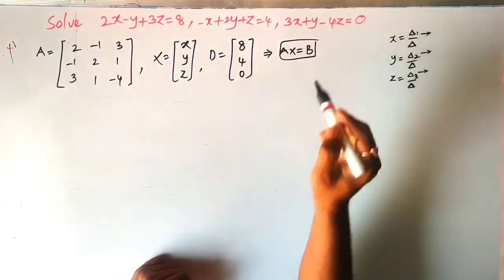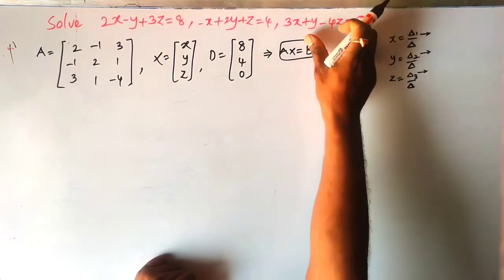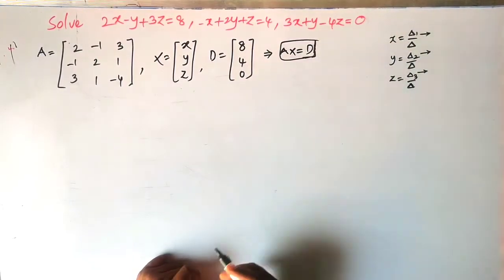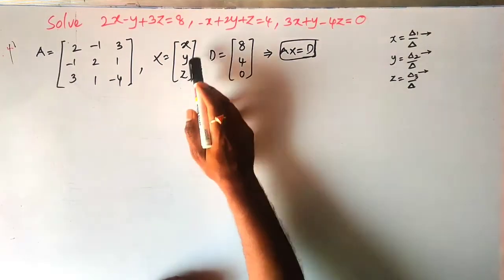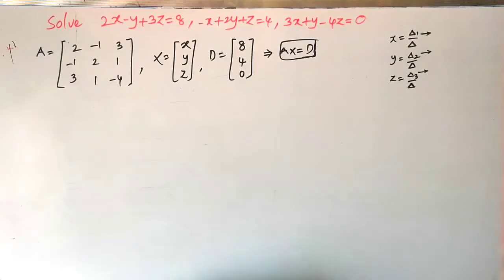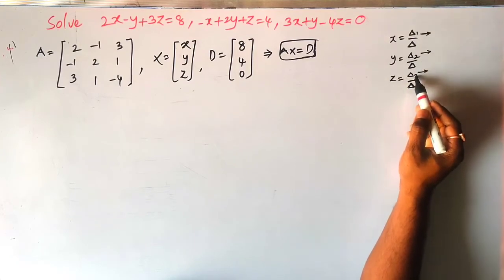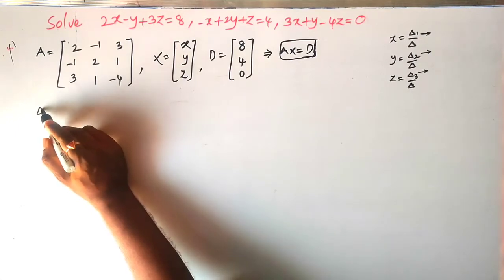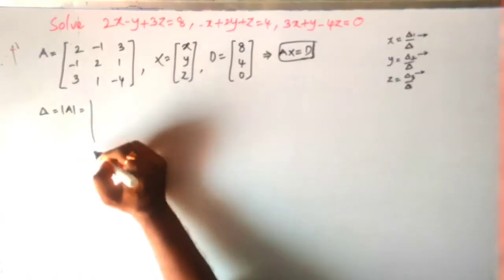So this implies AX equals D is the equation form of matrices. Clear? In this case you find your x values, x, y, z in the X matrix. So what is X? X is delta 1 by delta, delta 2 by delta, and delta 3 by delta. First of all, we find delta. What is delta? Delta is the determinant of A, det A.